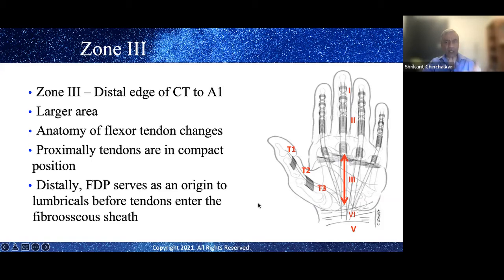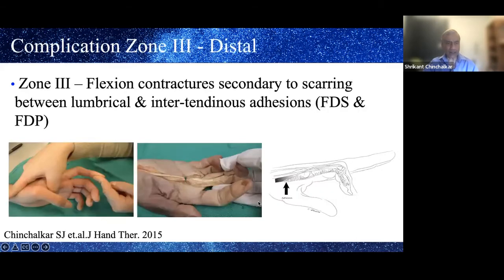So it's very important for us to understand Zone 3 anatomy in detail for us to understand that it's quite likely that Zone 3 distal complications will be different as compared to Zone 3 proximal complications. So these are some of our cases where we identified that patients had PIP joint flexion contracture. So Zone 3 distal showed flexion contracture secondary to scarring between the lumbrical and intertendinous adhesions, that is between FDS and FDP. And this is proximal to, of course, the opening of the fibrous sheath.